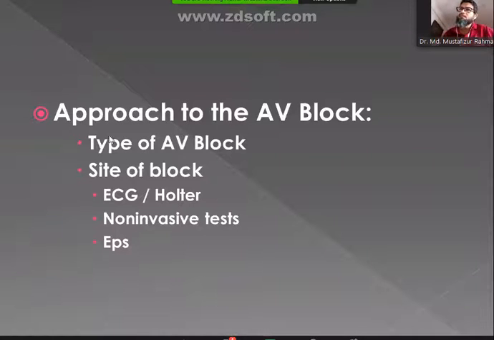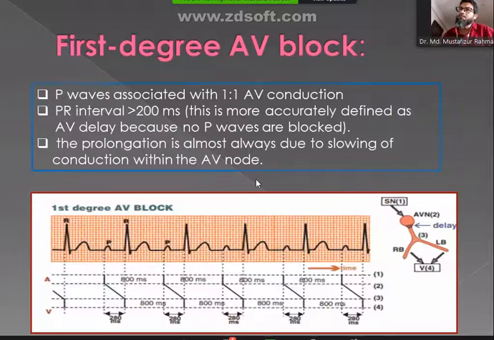If it is not possible by observing the ECG, go for the Holter. If that is not possible, go for some non-invasive tests. And if we still cannot diagnose, we will go for the EP study. We have to diagnose the patient to treat them.